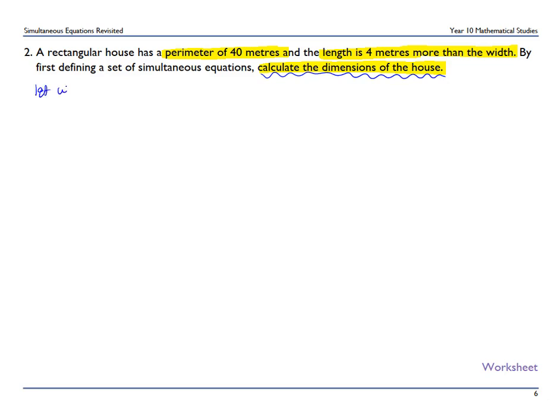So let width equal W and length equal L. If you draw a diagram, you might find it a little bit easier to understand. It says the perimeter is 40 meters, so that's a sum all the way around the outside. The length is 4 meters more than the width. So if this is my width, this is my length.